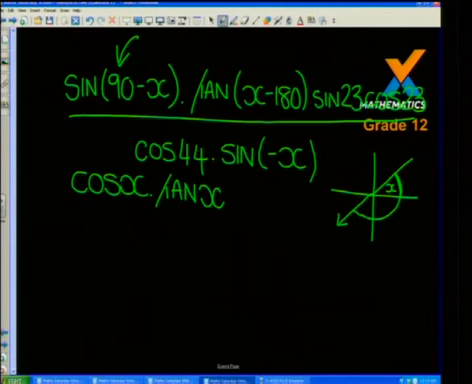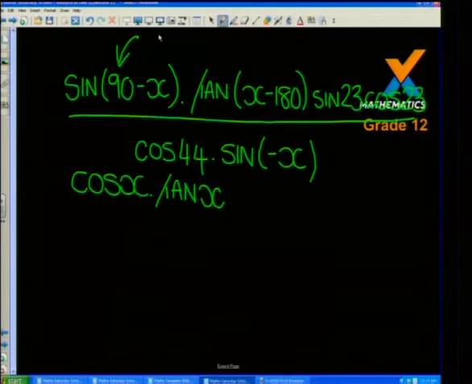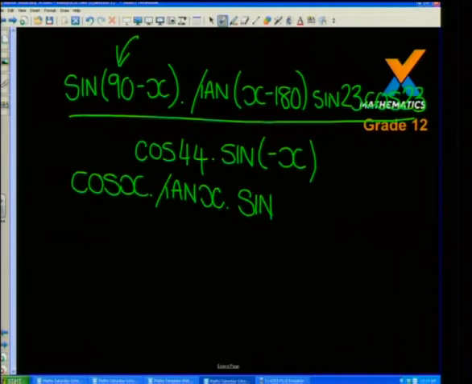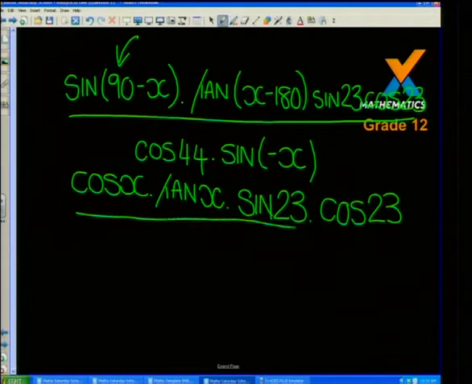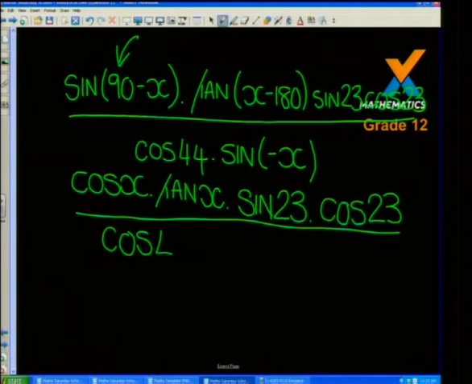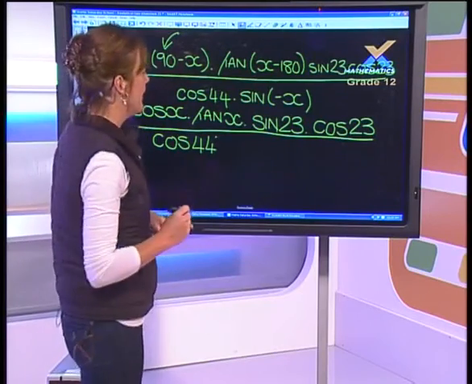Now I've got this funny little sine 23 and cos 23. We know that if there are special angles, we can fill them in. However, 23 is definitely not a special angle, so we've got to be careful of those two. Down below, I've got cos 44. Again, that's not a special angle, so we've got to be aware of how we're going to figure this one out.